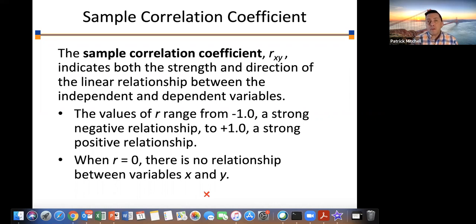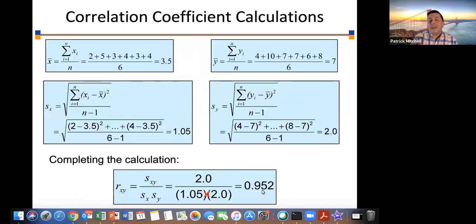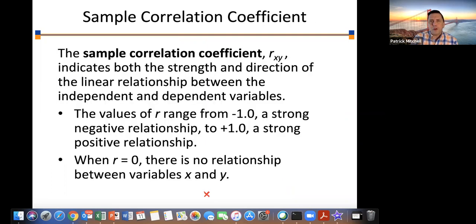But if it's close to +1 or close to -1, that means it is a strong relationship, either positive or negative. So our correlation coefficient came out to 0.952. That is a very strong positive relationship because it's so close to 1.